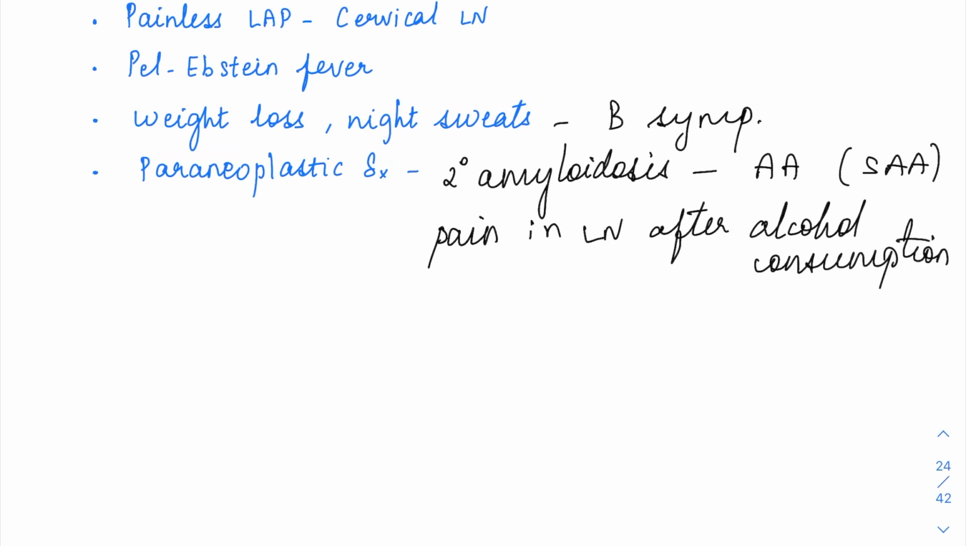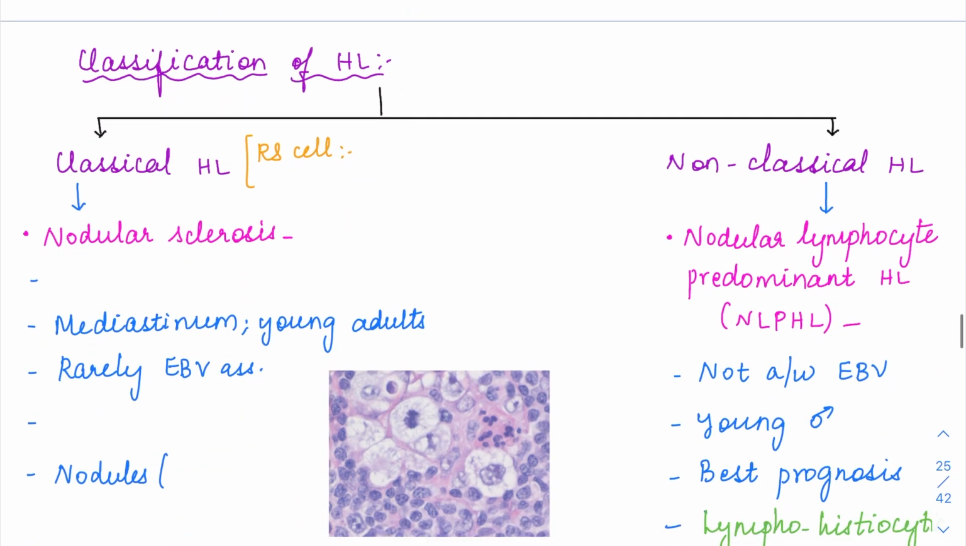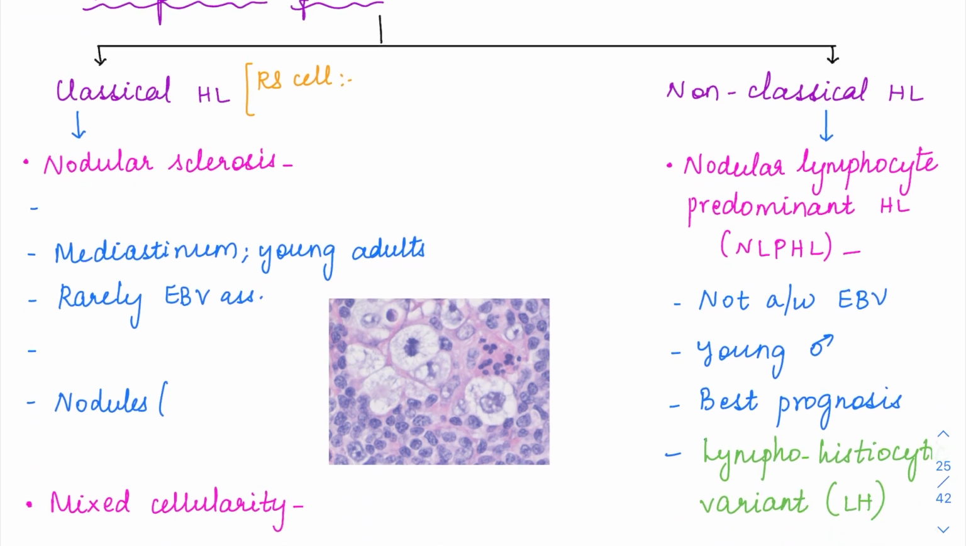So normally it is painless. Now with alcohol, they are going to develop pain. So that is paraneoplastic syndrome here. Then coming to the classification of Hodgkin's lymphoma, they are classifying it into classical type and non-classical type. So the pathogenesis is going to be different and even the immunophenotype is going to be different. So classical type is further subdivided into subtypes.